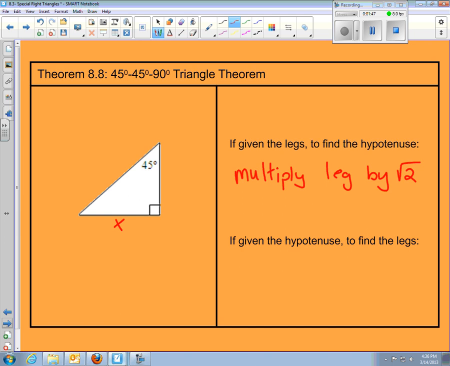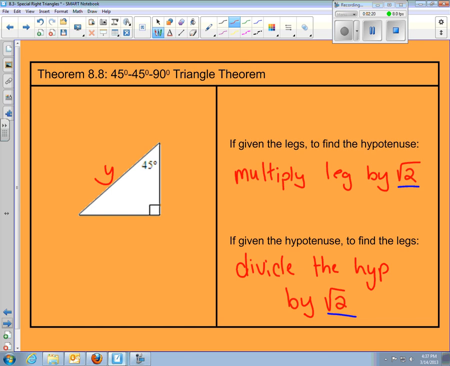Then, let's say that you're given the hypotenuse instead. So this time, instead of having your leg, you have your hypotenuse, and I want to know the length of the legs. If we're given the hypotenuse to find the length of the legs, we divide the hypotenuse by the square root of 2. Now you'll notice when we're dealing with 45, 45, 90s, both times that we use our rules, it's dealing with our square roots of 2. That's going to make a difference when we get to our 30, 60, 90s.